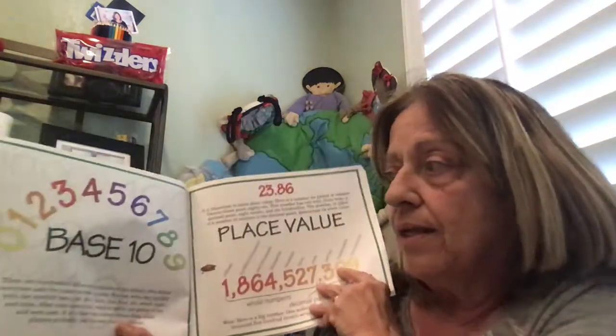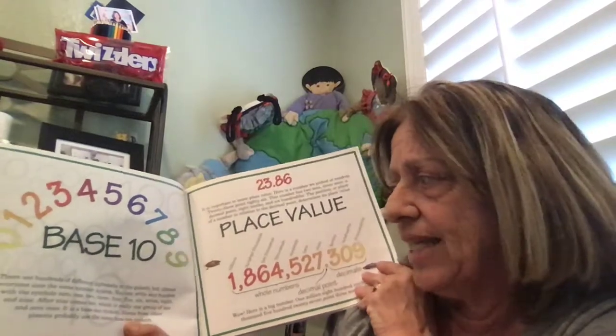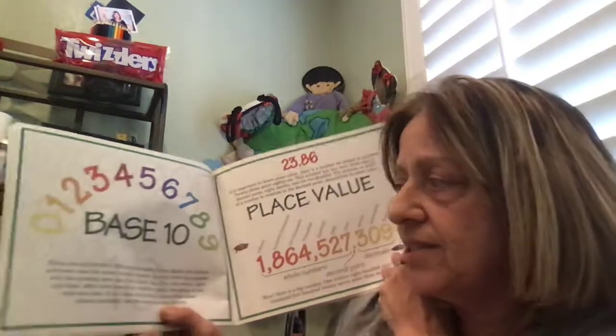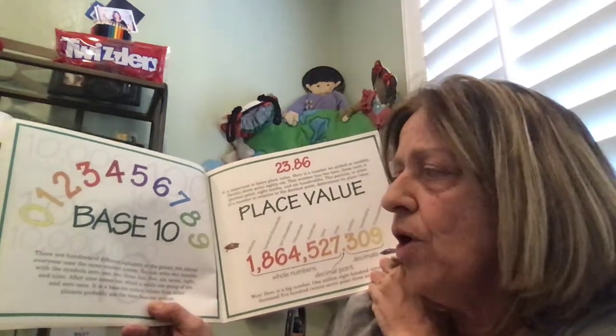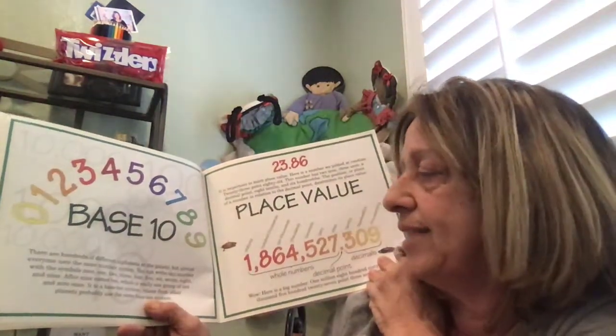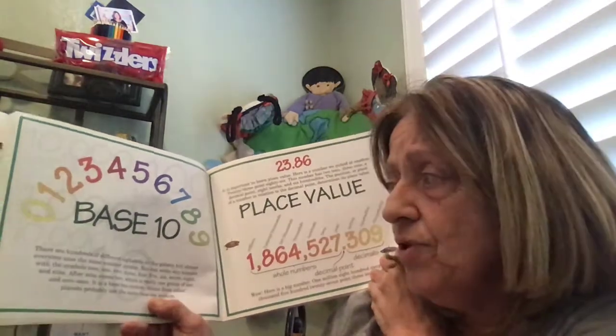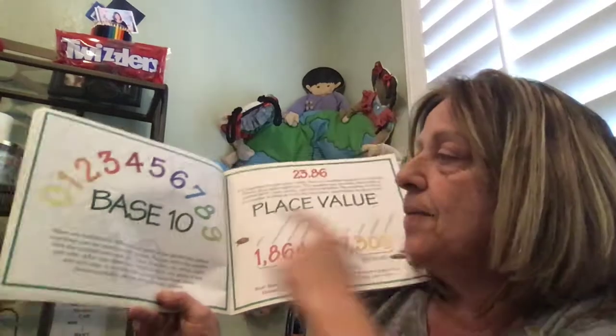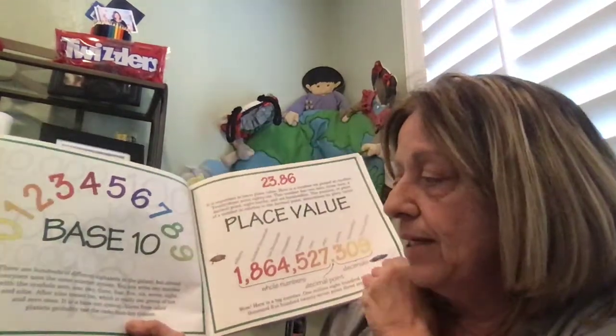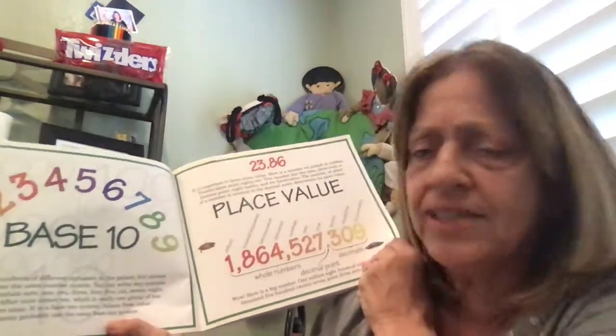There are hundreds of different alphabets in the galaxy, but almost everyone uses the same number system. You can write any number with the symbols 0, 1, 2, 3, 4, 5, 6, 7, 8, and 9. After 9 comes 10, which is really one group of 10 and 0 ones. It is a base 10 system. Aliens from other planets probably use the same base 10 system.